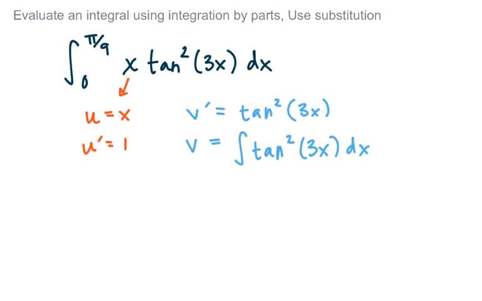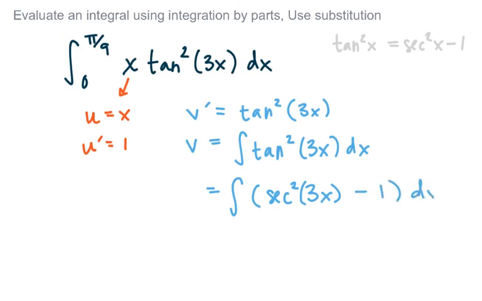Now, keep in mind, we know some trig identities. And our Pythagorean trig identity, tangent squared x plus 1 equals secant squared x, or rather tangent squared x equals secant squared x minus 1. So I can rewrite this integral, and this would be the integral of secant squared 3x minus 1. And this I know how to integrate.